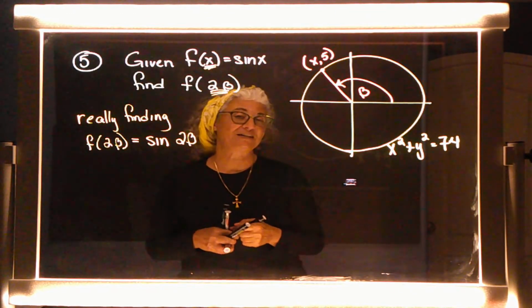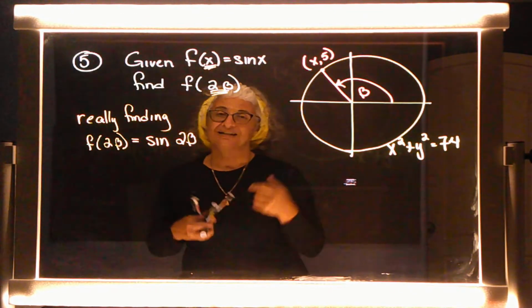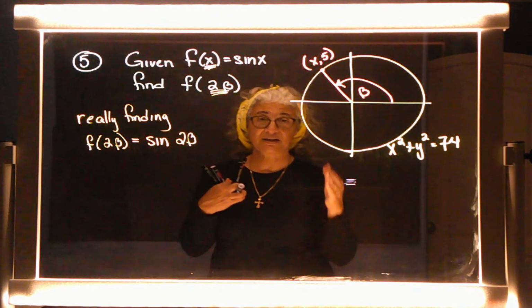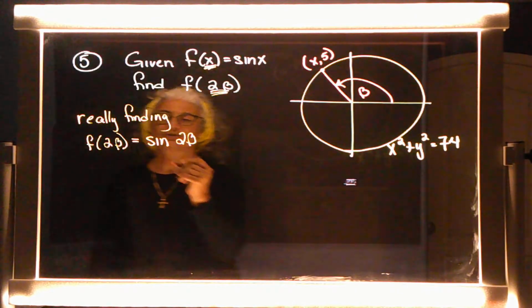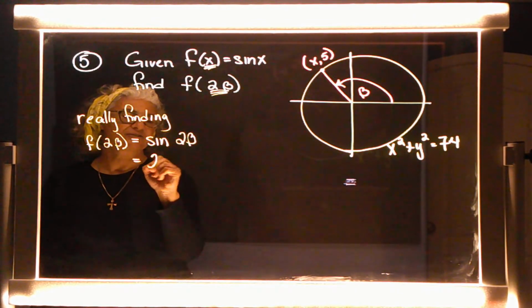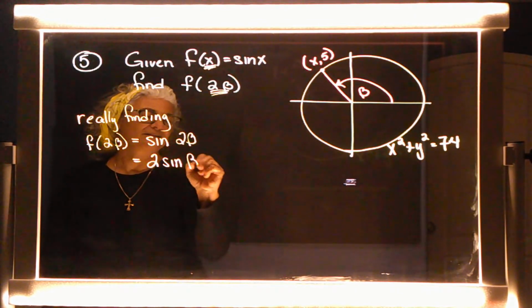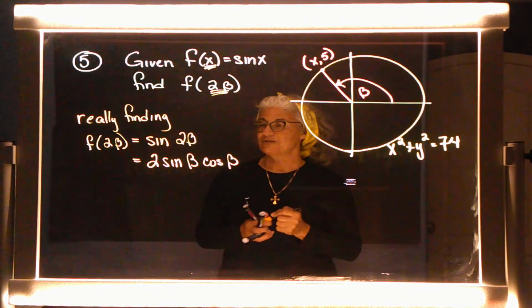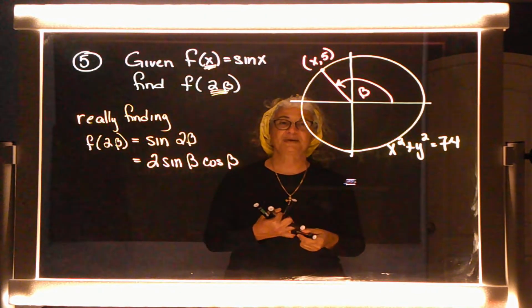Looks like I'm trying to find a double angle, aren't I? And I don't know how to find a double angle. I have to reduce it to a single angle. Good. Which means this is 2 times the sine of beta times the cosine of beta. So I need to know the sine and cosine of beta.